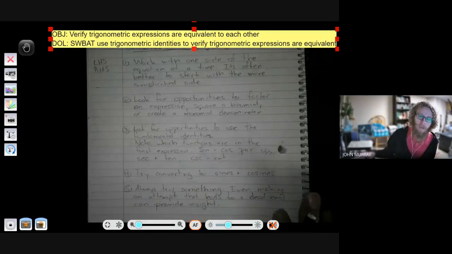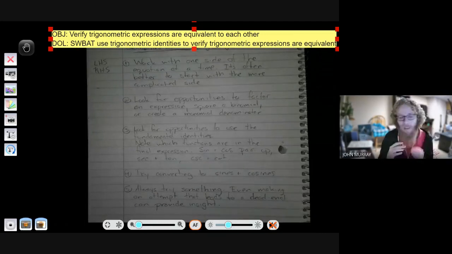And the last guideline, always try something. It's not going to be clear cut. Sometimes it'll be pretty simple. Sometimes you'll say, oh yeah, that's one of our identities. But try something if you're stuck. Even making an attempt that leads to a dead end can tell you, all right, this didn't work, the only other option I have is this. So using the process of elimination, things like that.